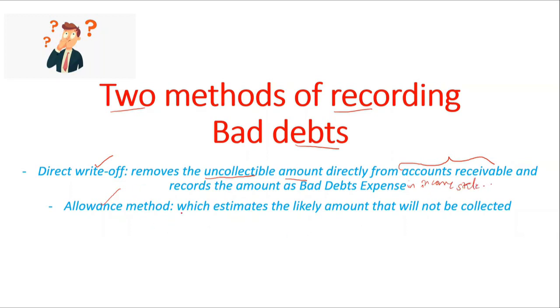Whereas the allowance method estimates the likely amount that will not be collected. So it is an estimation. For this, you can watch my video on provision for doubtful debts.